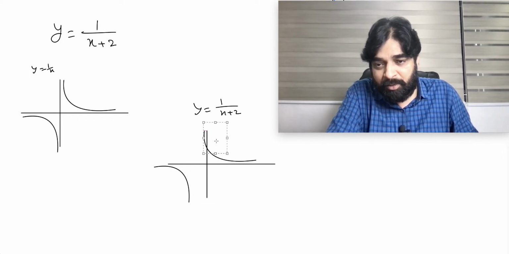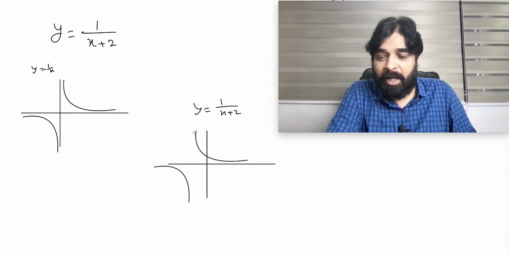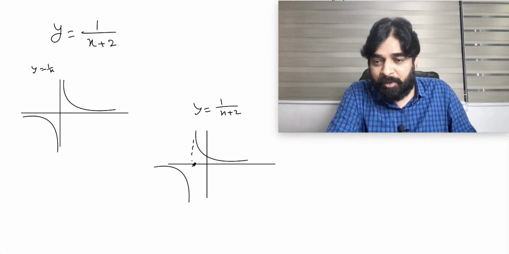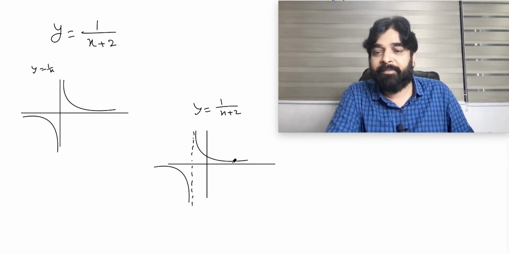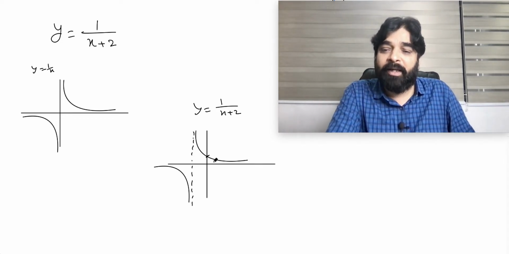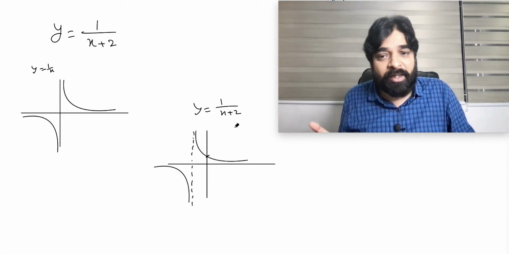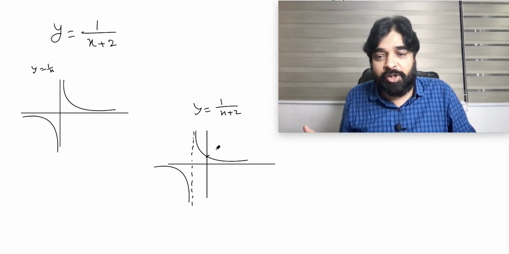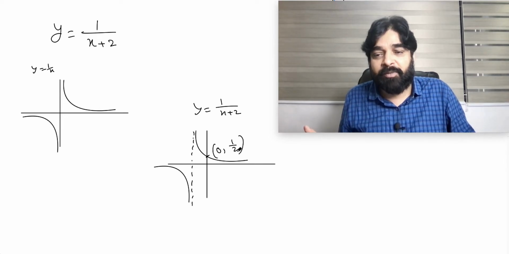And this is also 2 unit. See? Something like this will come. Now, the new asymptotes will be this. And how to get this coordinate? This coordinate, this is the y-axis coordinate, so x equal to 0. If you put x equal to 0 here, you'll get 0, 1 by 2.